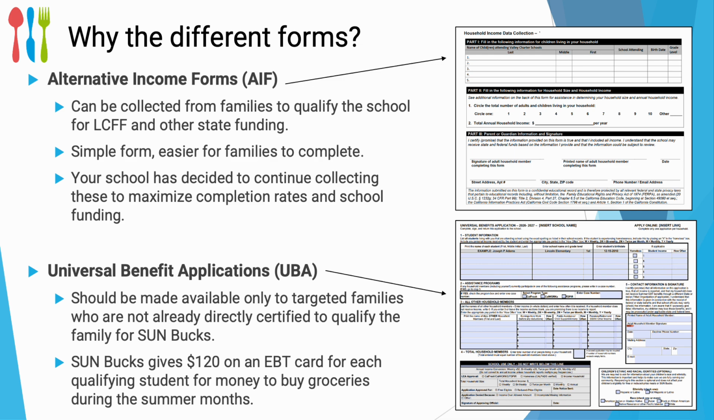The alternative income form doesn't meet the requirements of the Sunbucks program to qualify a student for Sunbucks. So that's why there's an additional form if families want to qualify for Sunbucks, if they're not already qualified through another means like direct certification. But the alternative income form is still good for qualifying your school for LCFF funding and some other state funding.